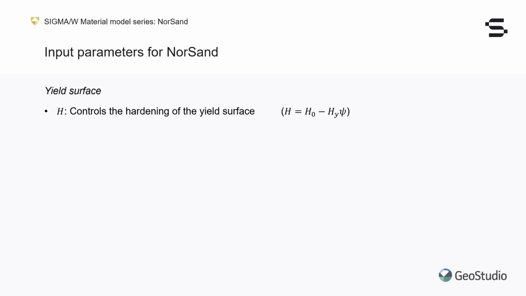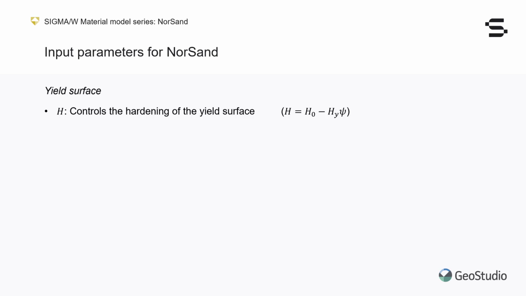The plastic hardening modulus H controls the rate of hardening of the yield surface. H is built using 2 of NorSand's input parameters, a base value H0 and a dependent value Hy, which is optional and used to impose a dependence on the state parameter. We will see later on how this can be used to generalize the model. Notice that when Hy is equal to 0, which is the default value, H is simply equal to H0.